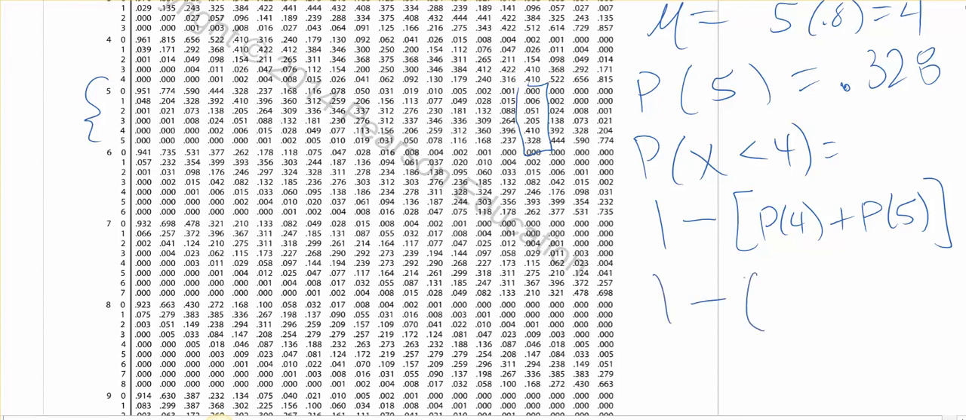So the probability of being exactly 4 is 0.410. Probability of 5 we already looked up. And we do the number crunching on this and come up with her probability. Okay, so that's a pretty basic way to use the table.